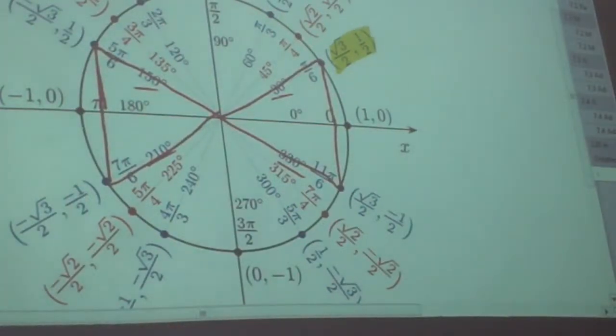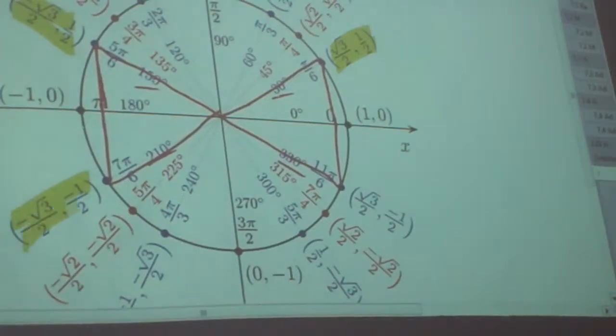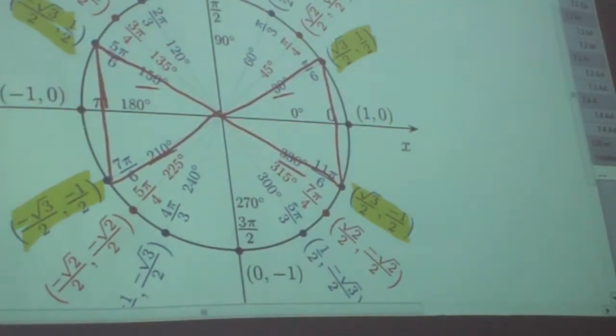3 over 2, comma 1/2. And that pattern matches up in all 4 quadrants. The only difference is obviously whether it's positive or negative depending on what quadrant the coordinate point is in, you know, if your x or y is negative or positive.